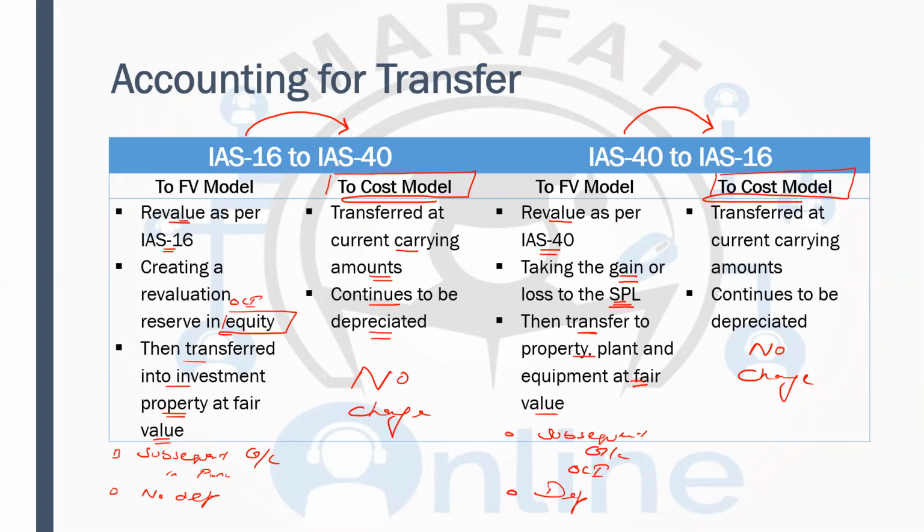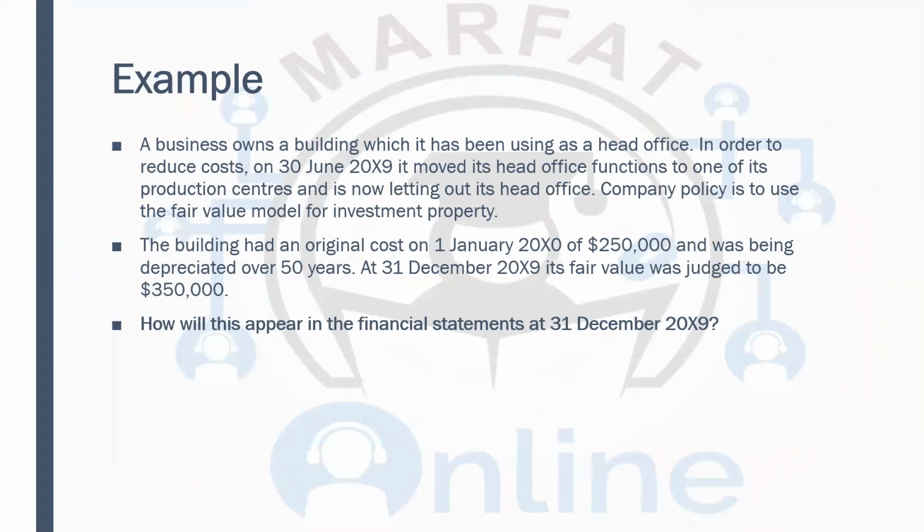When it is from IAS 40 to IAS 16, revalue it as per IAS 40. Any gain or loss will be recorded in profit or loss because the property is still in IAS 40. Then transfer it to PPE using the fair value. Any subsequent gain or loss will be recorded in OCI, and there will be depreciation as well.